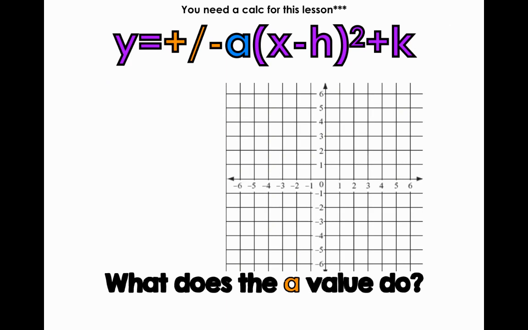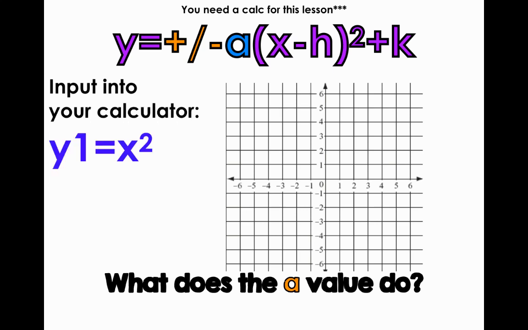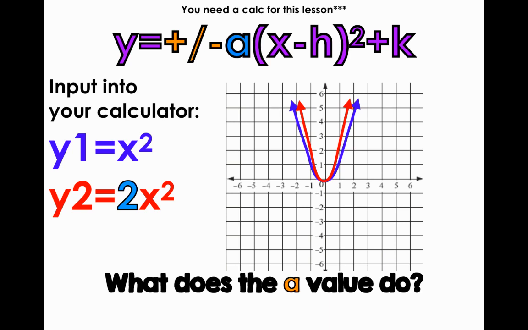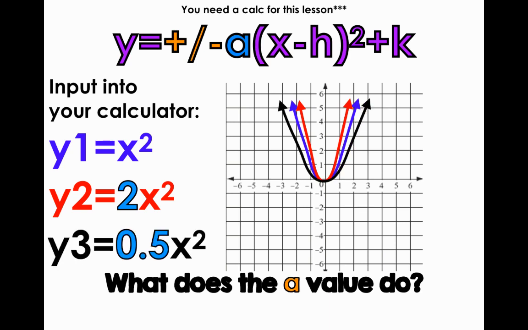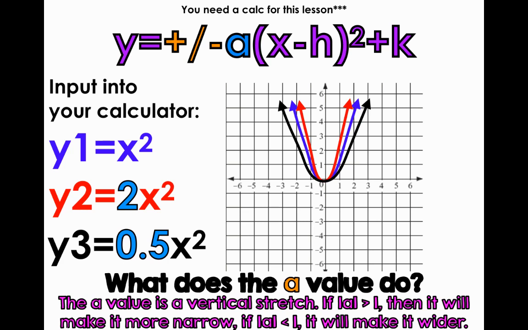And then we have the normal a value, and what does that a value do? Well, the a value, if we input it into our calculator, y1 equals x squared, and y2 equals 2x squared. Here's the first one. There we go. It made it slightly skinnier. And then if I put 0.5, it makes it wider. So the a value is a vertical stretch.